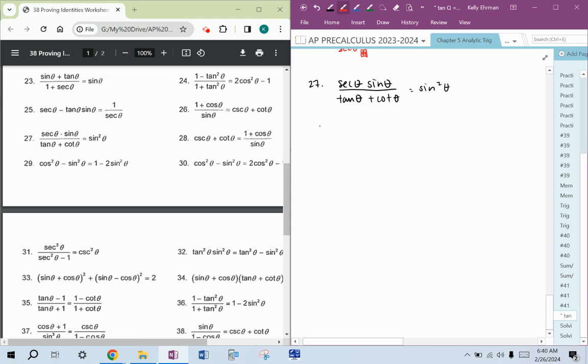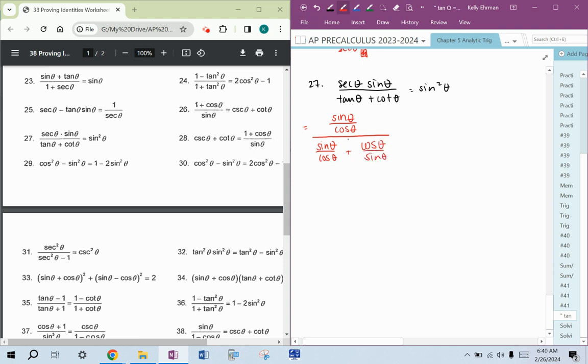Left side is more complicated. I don't see any Pythagorean identities, nothing to factor. So let's write in terms of sines and cosines. Now secant is 1 over cosine multiplied by sine. So let's just make that sine theta over cosine theta, which I know is tangent, but that's not really going to help me down here. Remember, you're not allowed to cancel if there's addition in the denominator. So let's keep this as sine over cosine and change these two. Sine theta over cosine theta plus cosine theta over sine theta.